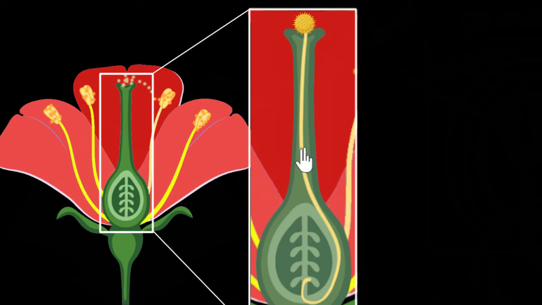A pollen tube has now grown, and now we will see some sperm cells, which I'm drawing over here. A couple of sperm cells will start moving through the pollen tube, and they will enter into the ovule. Great. What's going to happen next? Well, let's zoom in on this ovule and find out.